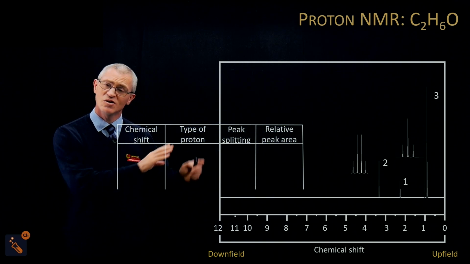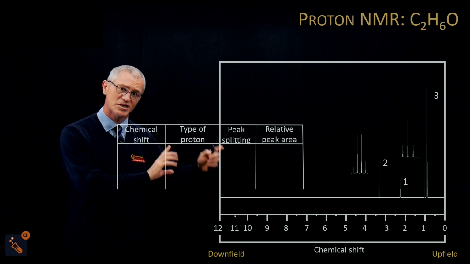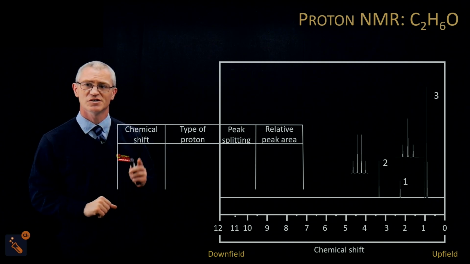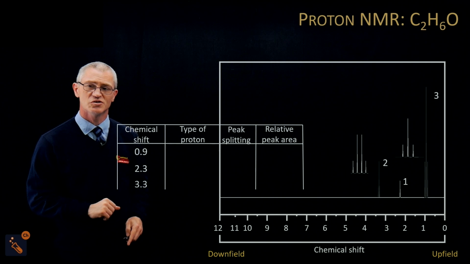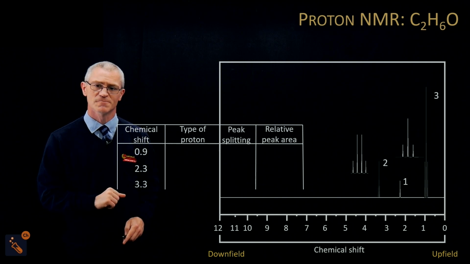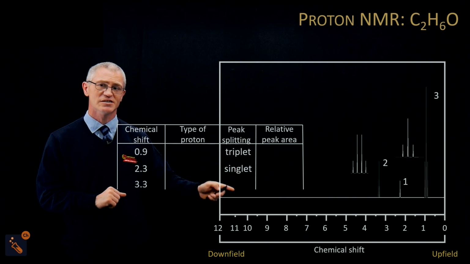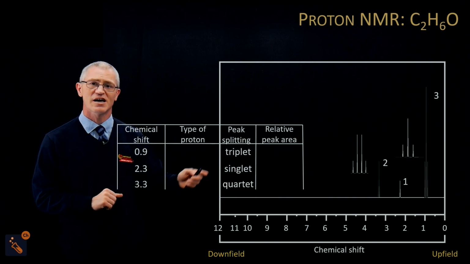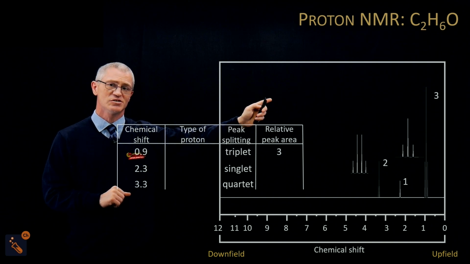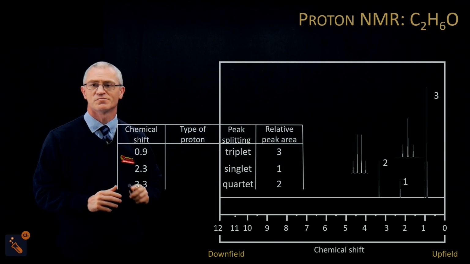Then we go over there with our ruler, if we're doing it on paper, and we find out exactly where our chemical shifts are. So they are 0.9, 2.3, and 3.3. We then write down what splitting we've seen. So we know we had a triplet, a singlet, and a quartet. And we copy down our relative peak areas, which is 3 and 1 and 2.